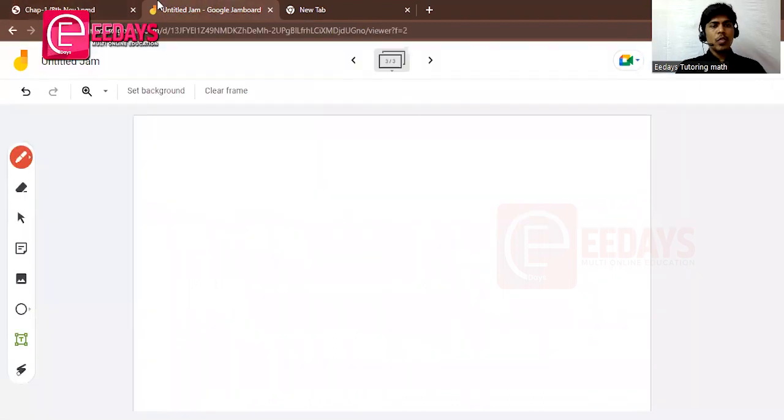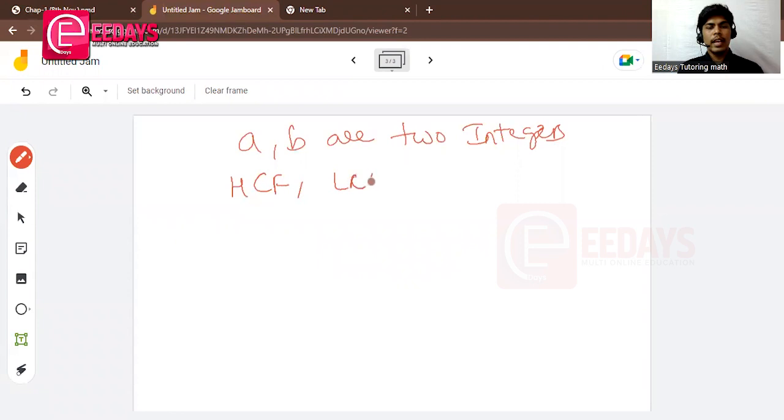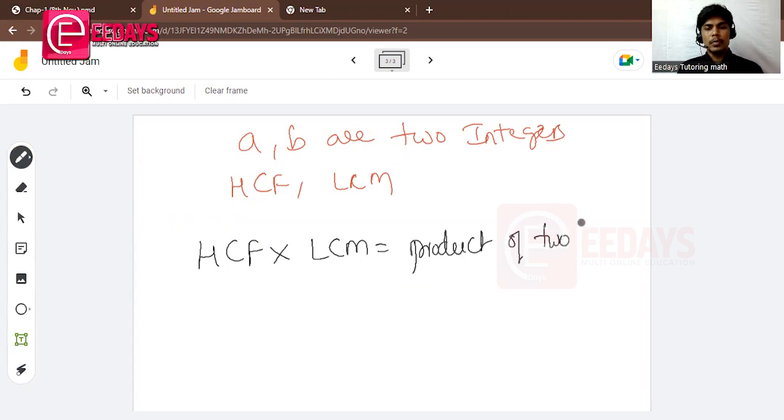Okay, so one important formula is there. Sometimes in an example like this, if they give two numbers, A and B, two integers, we need to find the relation between HCF and LCM. Observe carefully, guys, this concept is important. HCF into LCM is equal to the product of the two numbers. The two numbers we have taken are A and B. That's why HCF into LCM is equal to A into B.